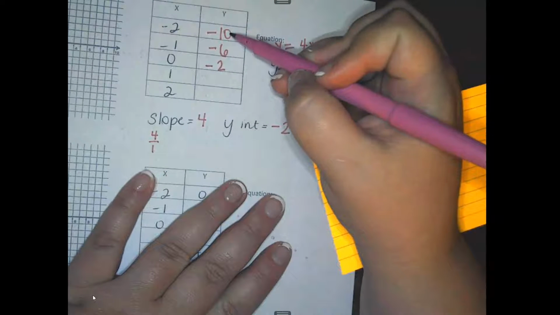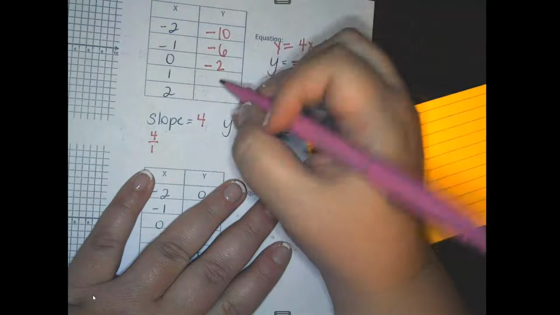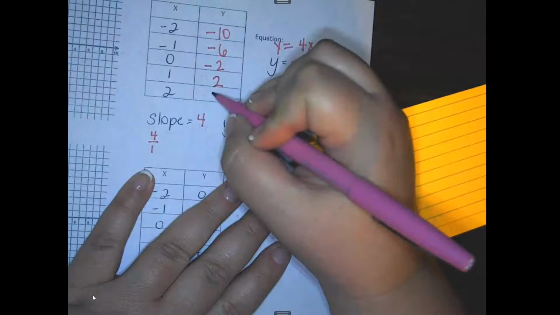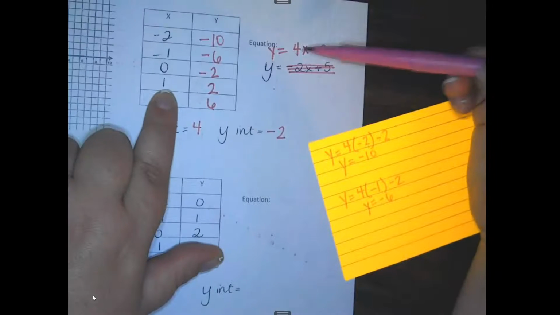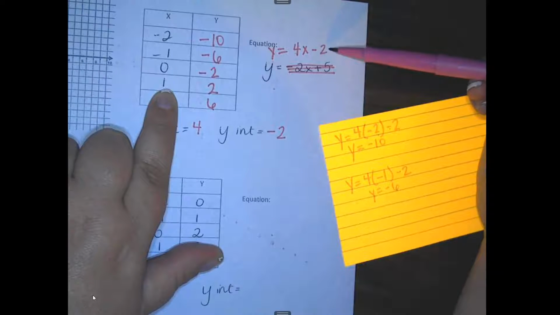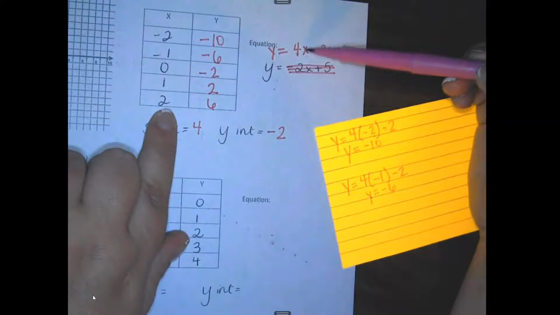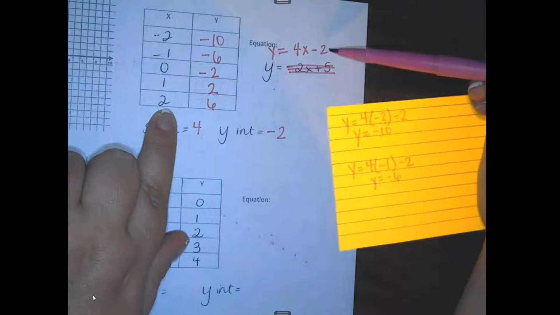Usually from here I can see the pattern. It's +4, +4, +4. It would be 2, +4 would be 6. But I could plug in the 1. 4 times 1 is 4, minus 2 is 2. 4 times 2 is 8, minus 2 is 6.